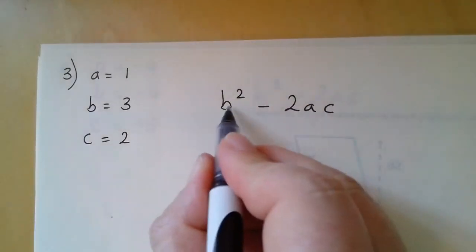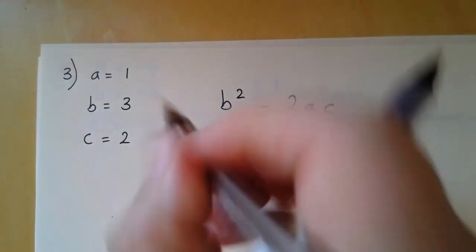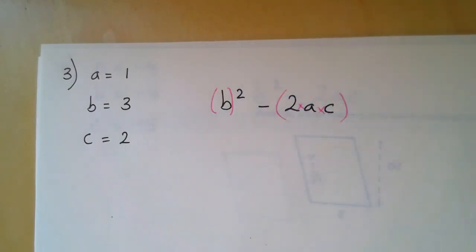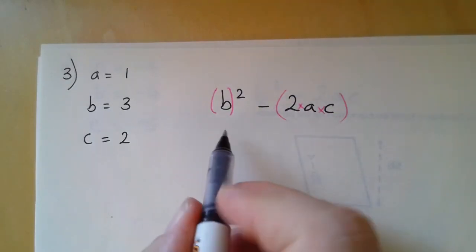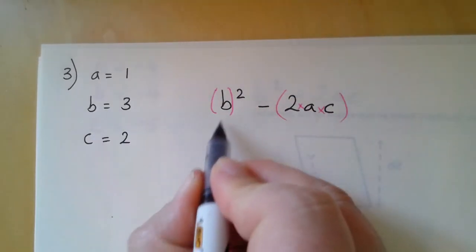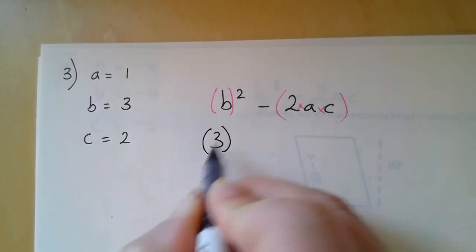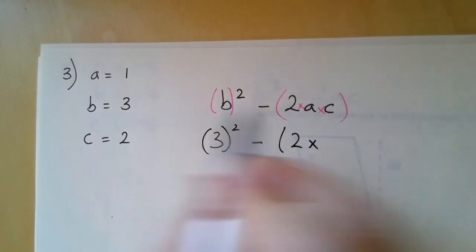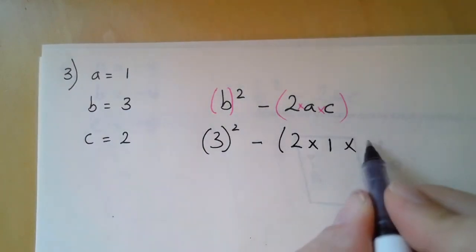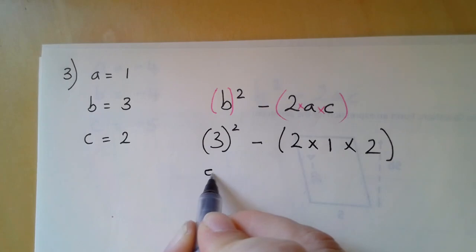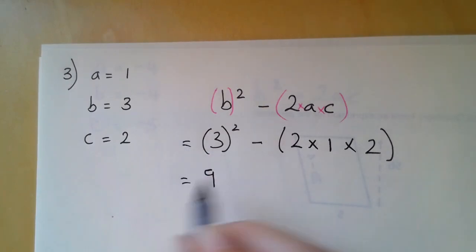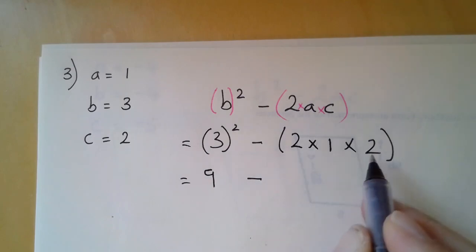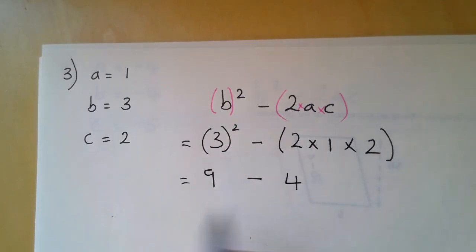Right, we've got to be careful with our brackets here. There are some brackets around here, there are multiplication signs here, and there are brackets here. This one doesn't have any negative numbers in it, which is useful, so I'm going to put the 3 in brackets for now because we might have some negatives later on. A is 1, C is 2, 3 squared is 9, 2 multiplied by 1 multiplied by 2 is 4, 9 subtract 4 is 5.